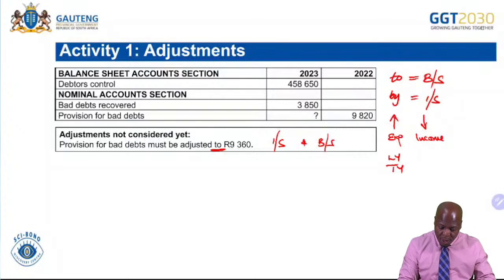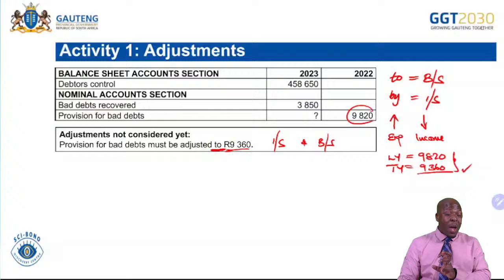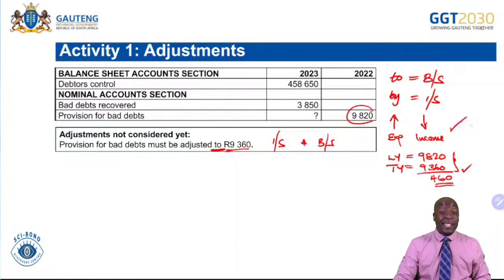Last year, the provision for bad debts was 9,820, this one over here. And this year, the provision for bad debts is 9,360, which therefore means the difference here is a decrease. So we have a decrease by the difference. Calculators, guys. How much is the decrease? 460. And we know once it's a decrease, it is what?